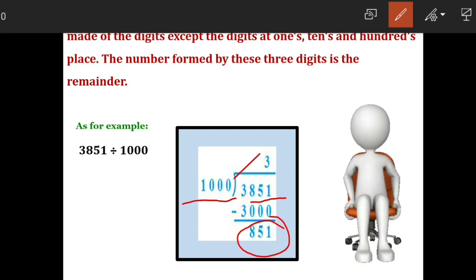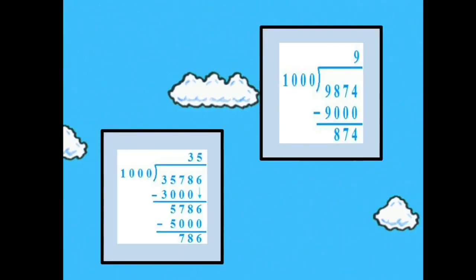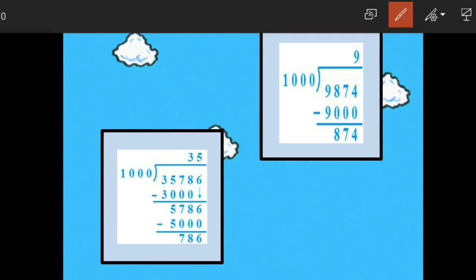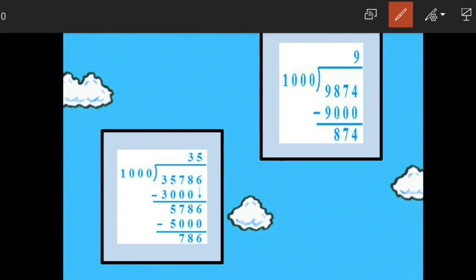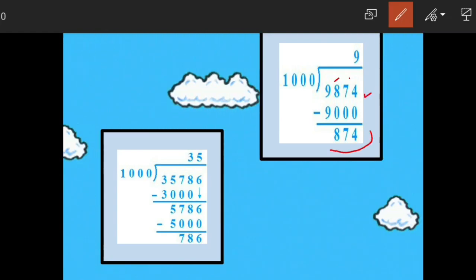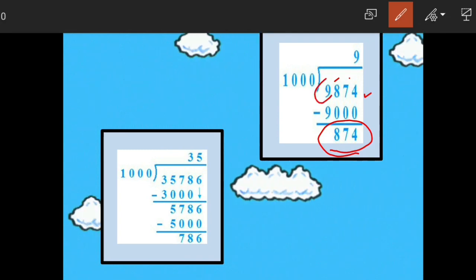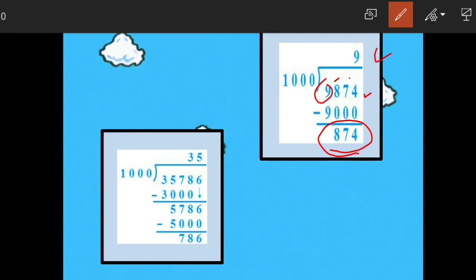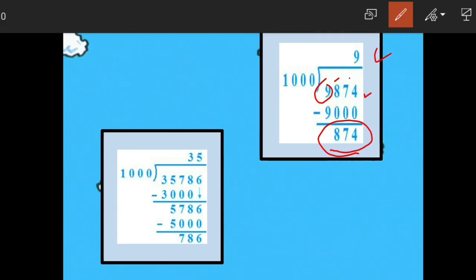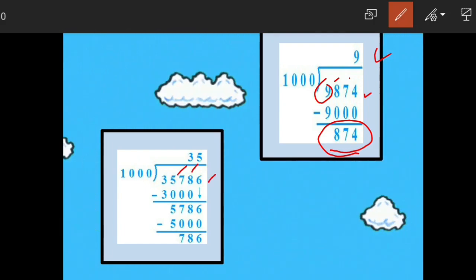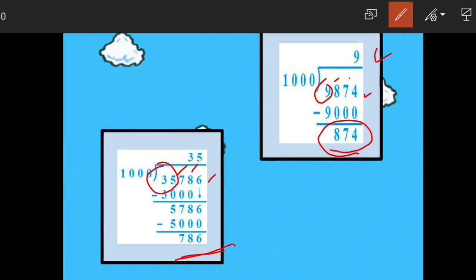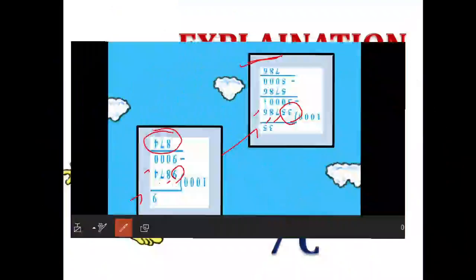Let us see some examples. So here you can see 9874 is divided by 1000. So the number in the ones, tens and hundreds place, that is 874, becomes the remainder and 9 which is left will become the quotient. Same way we have 35,786 divided by 1000. So the number in the ones, tens and hundreds place, that is 786, will become the remainder and the other 2 numbers left will become the quotient.